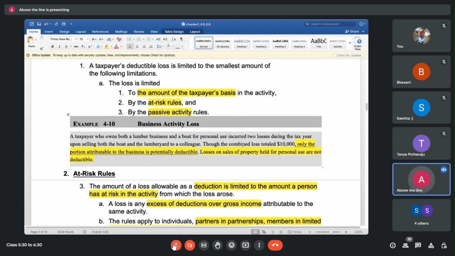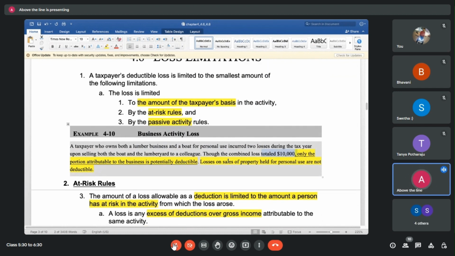Okay, so the combined loss is this much, but the IRS will not allow them to deduct the entire loss. The business loss is potentially fully deductible. They're using the word potentially because there might be certain conditions which may not allow it, but generally it is deductible. But losses on sale of property held for personal use are not deductible. So even though the total loss is 10,000, we'll have to see what is deductible and what is not.